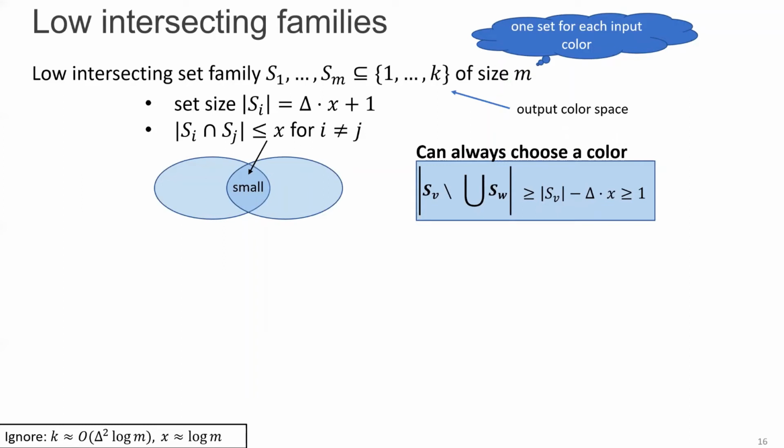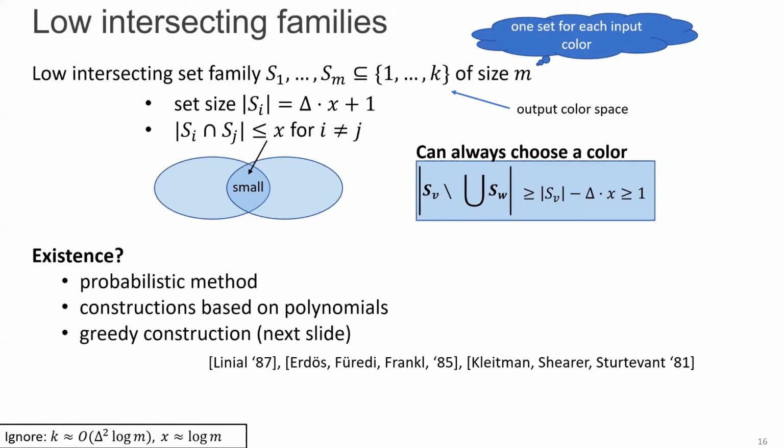The difficult part here is how do you show that such a low intersecting set family exists? There are different proofs for this. One is the probabilistic method. There are constructions based on polynomials. But what I want to talk about here, because I think it has been completely unnoticed in this distributed area, even though it's super simple, and this is taught in almost every class in the area, is a very simple greedy construction to prove this.